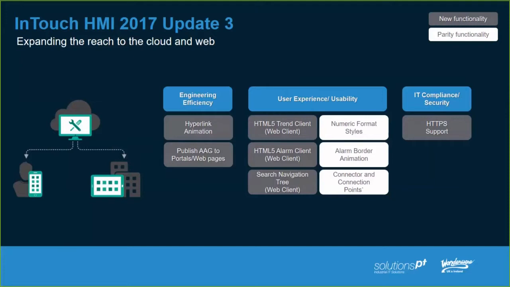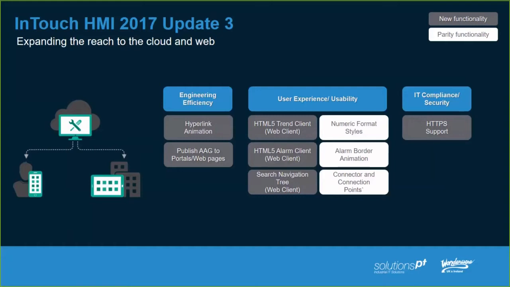In InTouch 2017 Update 3, there has been additional functionality added to that web client, which makes it easier to use, more compliant with security concerns, and also enhances the user experience. So we're putting things like hyperlink animations, which allow us to browse to internal or external websites. Also, you can use that to switch between orchestra symbols within your InTouch Web client as well. You've just seen the share option, which is the functionality that gives us the ability to publish orchestra symbols to a web portal or to a web page.